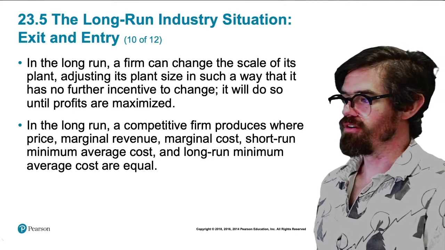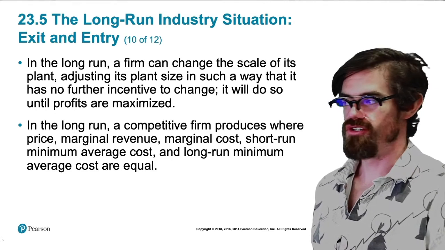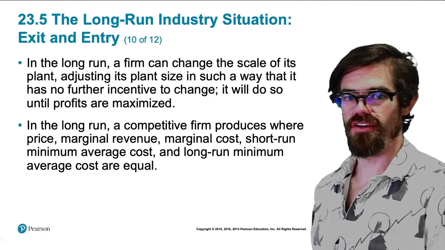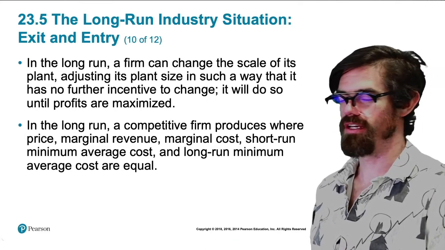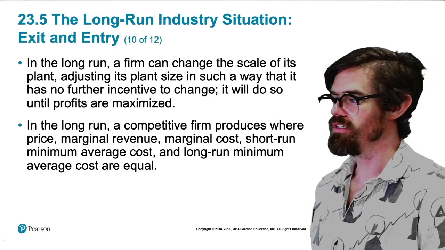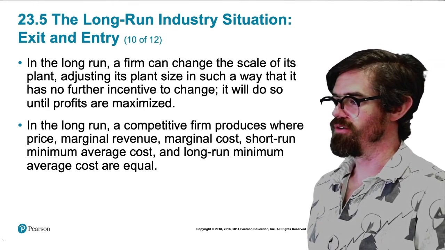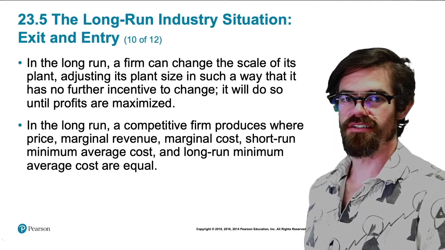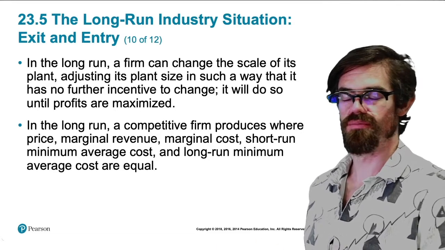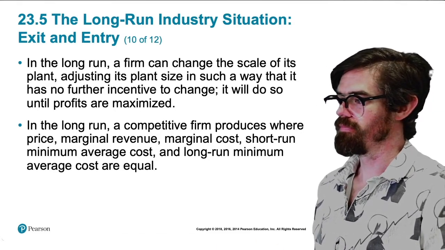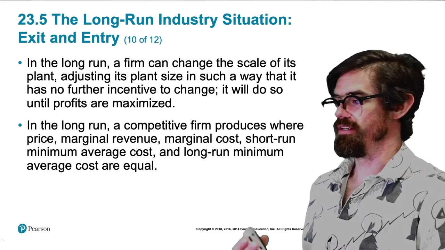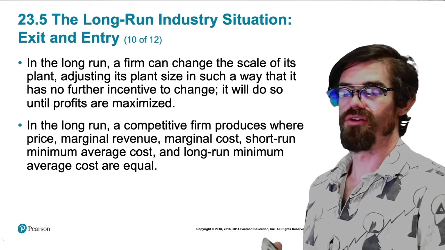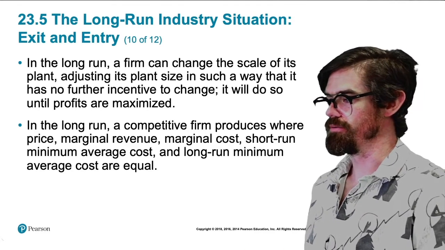So as we've seen, in the long run, the firm can change the scale of its plant size or the scale of its operation, since in the long run everything is variable. Everything is a variable input. It can change anything it wants in terms of its inputs in the long run. And so it will continue to change its size, its scale, until it no longer has an incentive to do so, which is the break-even point. It will do this until profits are maximized, but in the long run, of course, profits are zero.